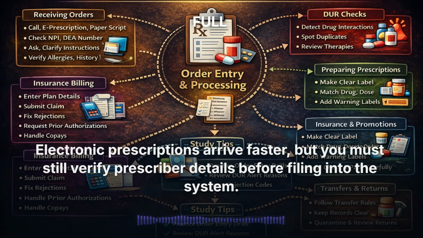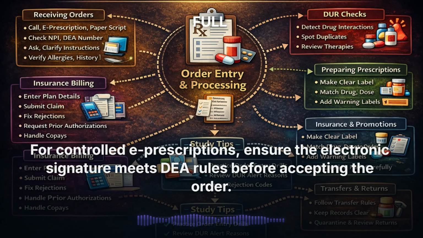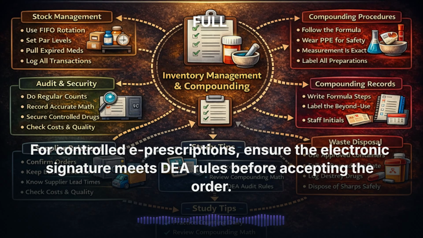Electronic prescriptions arrive faster, but you must still verify prescriber details before filing into the system. Check e-prescription signatures and provider NPI numbers when the system does not auto-validate properly. For controlled e-prescriptions, ensure the electronic signature meets DEA rules before accepting the order.